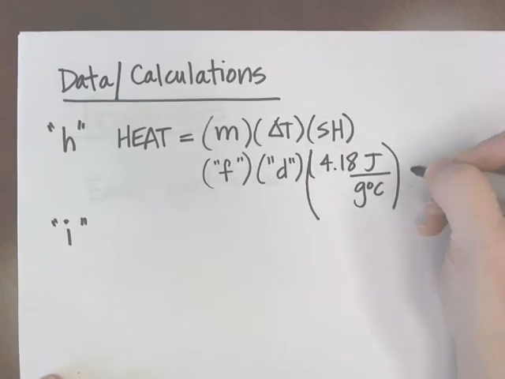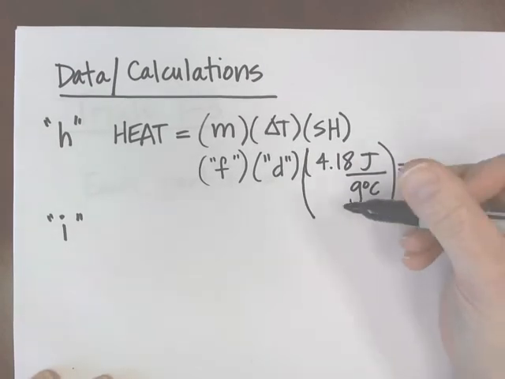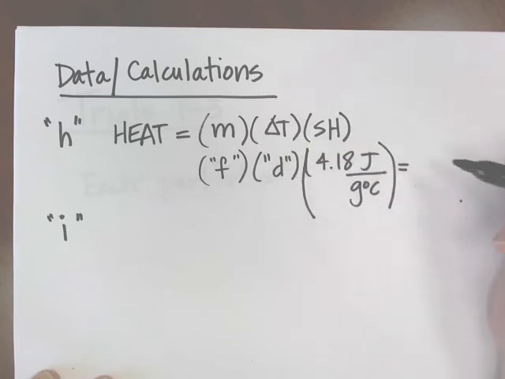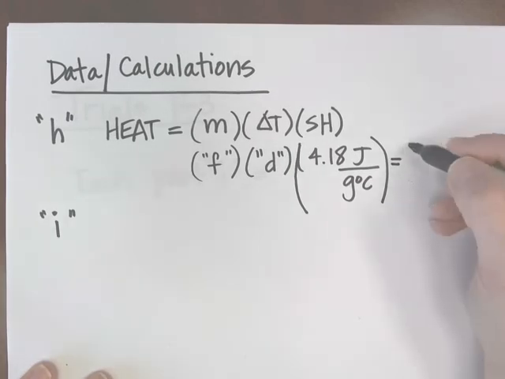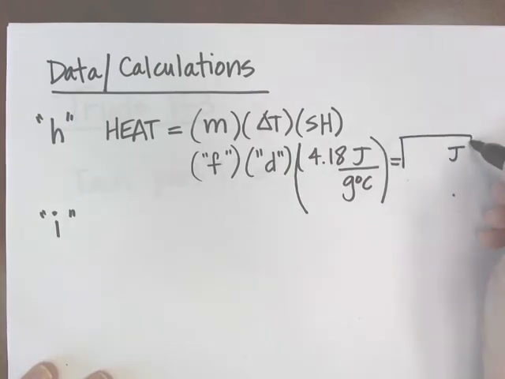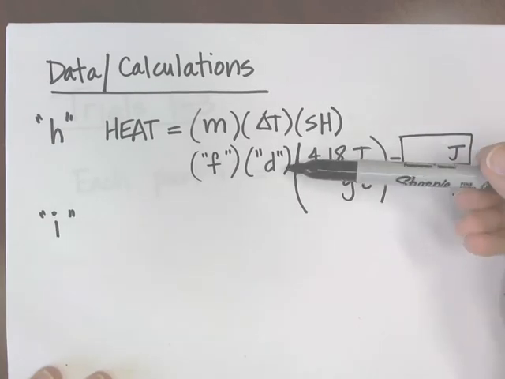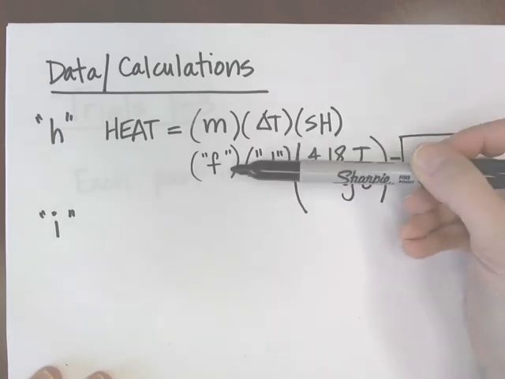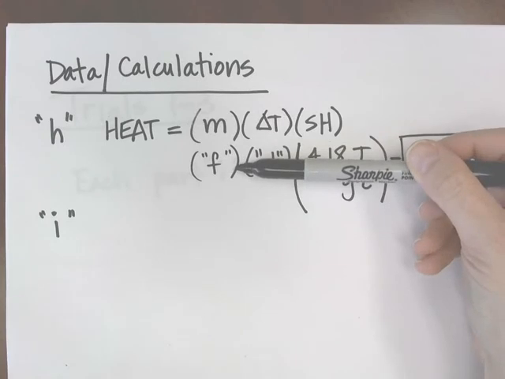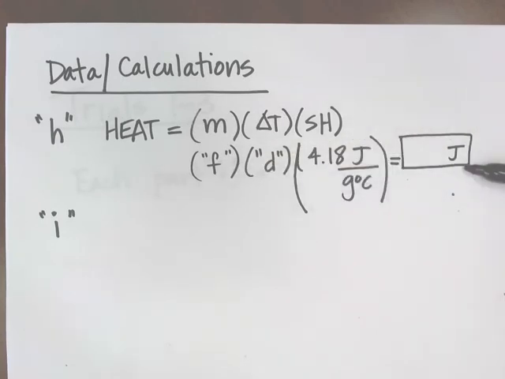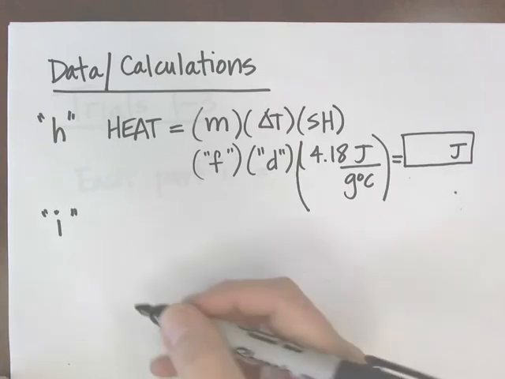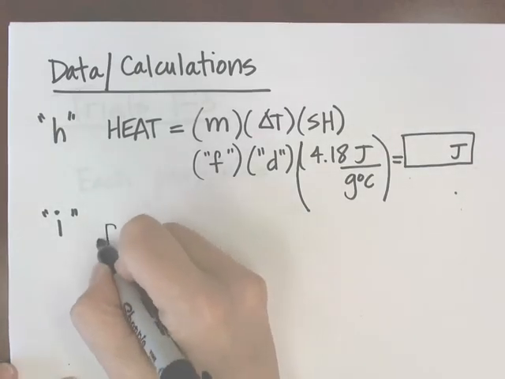And when you do this multiplication, of course, grams are going to cancel and degrees Celsius are going to cancel, and you're going to have a value reported in H as joules. This is going to vary for each trial because the temperature change will vary. The mass will vary a little bit, but as the temperature goes up more, the heat released is going to be higher.